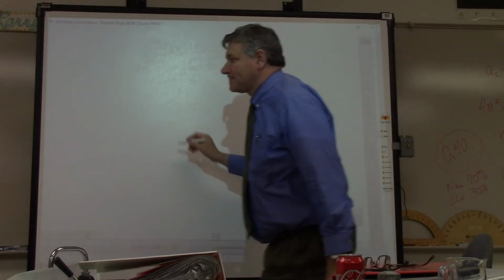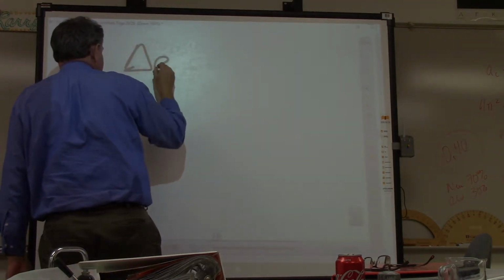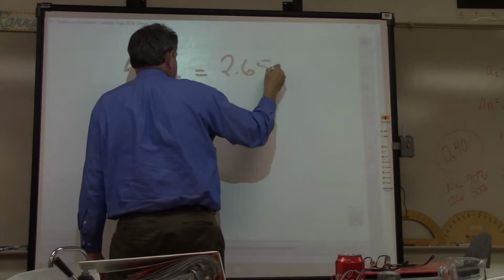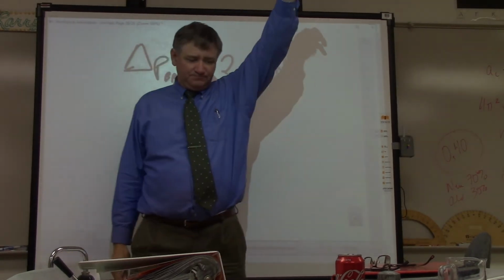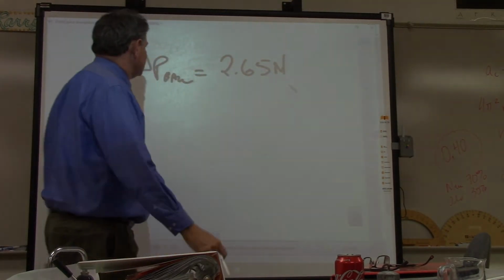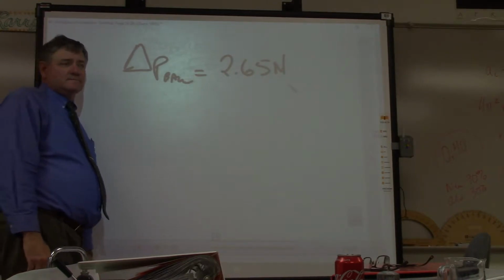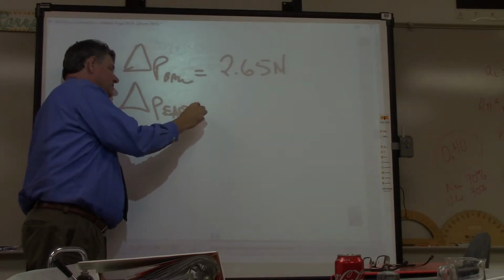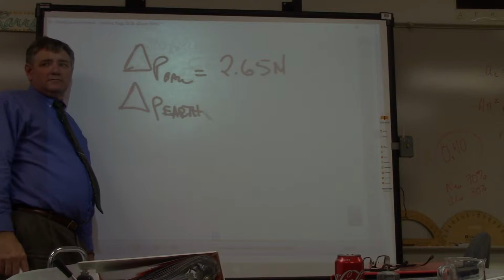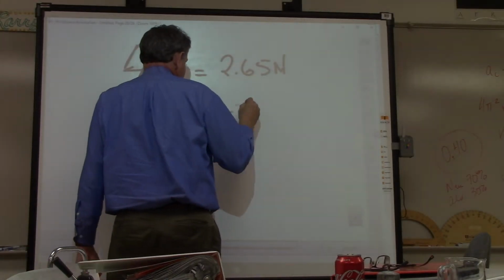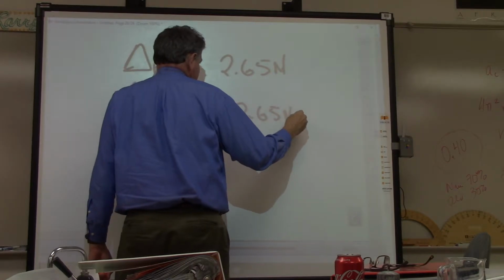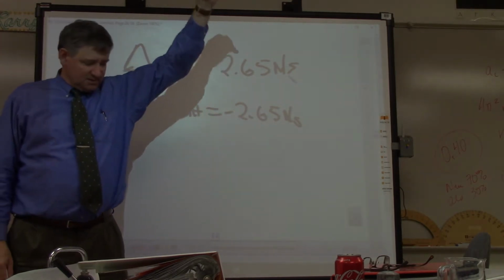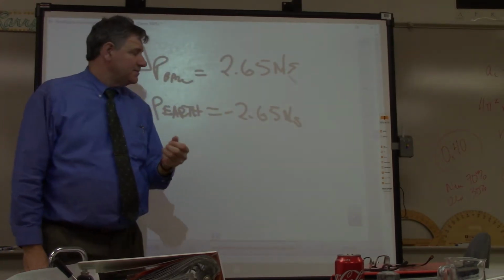So the change in momentum of the ball is 2.65 newton seconds. Okay? What does it hit? It's the Earth, right? What's the change in momentum of the Earth? Negative 2.65 newton seconds. So every time this ball hits the ground, I change the momentum of the Earth. Just a little bit. Not a lot, just a little bit.